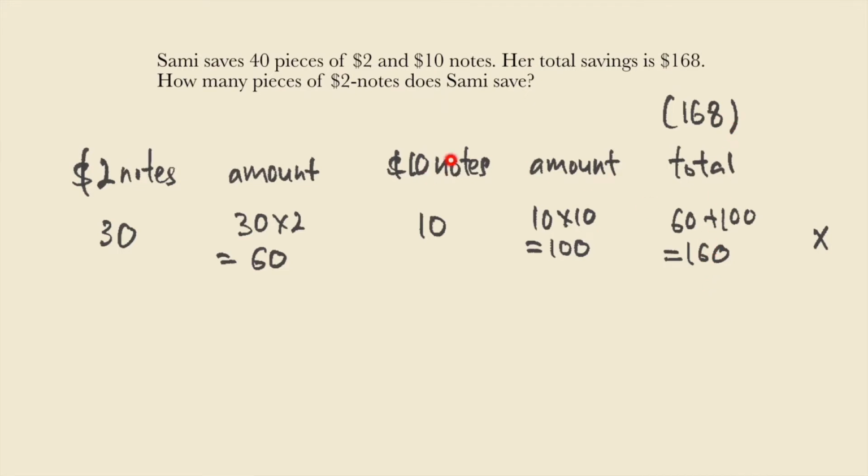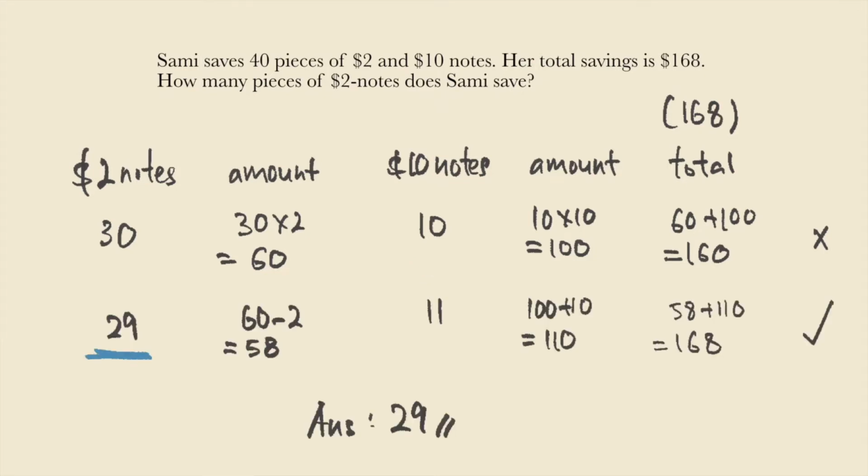Now, we need more money, don't we, to get up to 168? So when we need more money, look at this. This is the note with the larger value. So we should increase the number of $10 notes. So I'm going to increase this by 1. But to maintain a total of 40, I have to decrease this by 1. So make this 29.